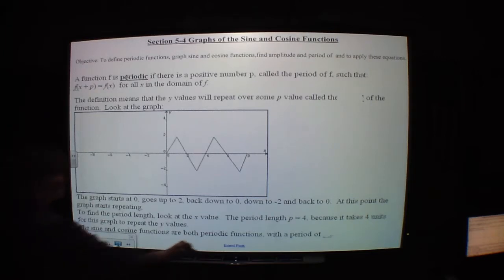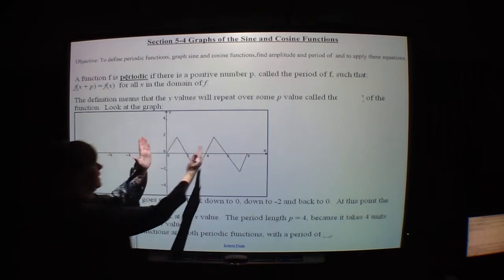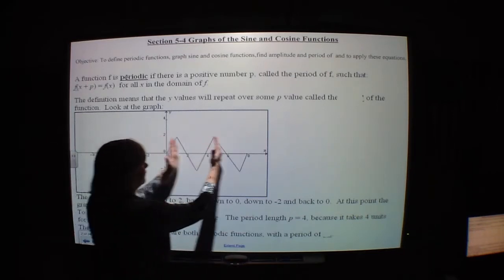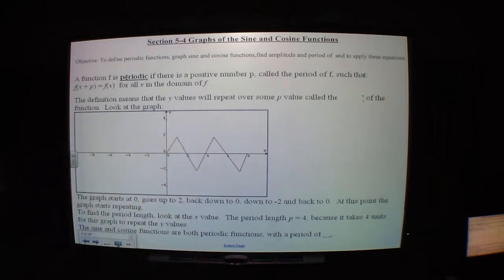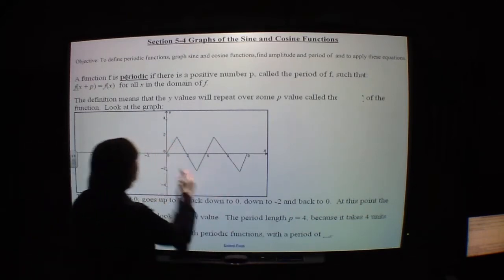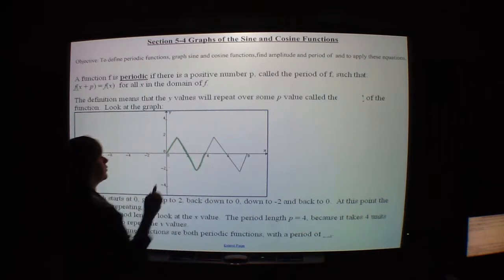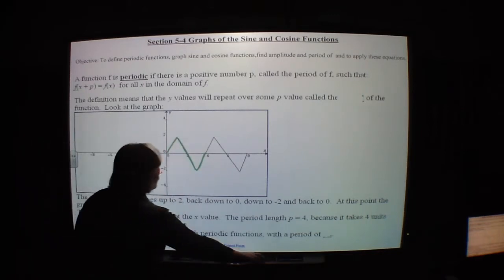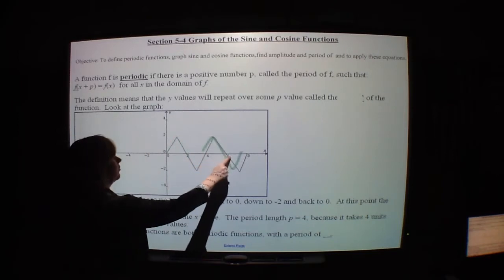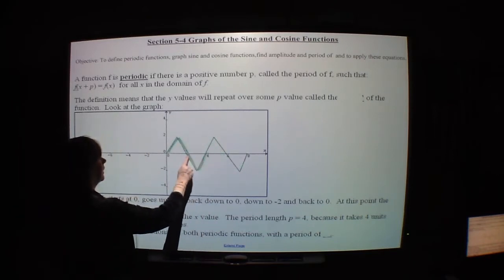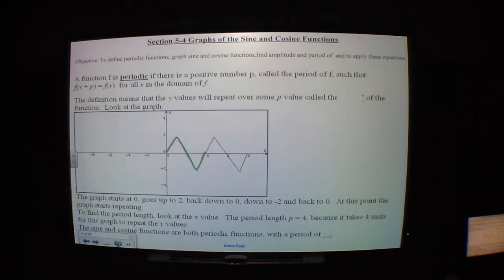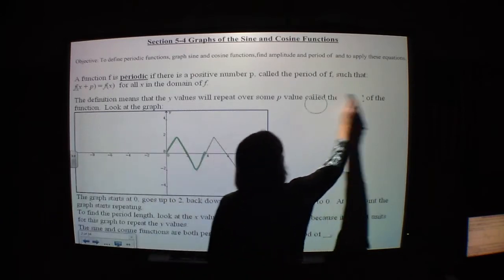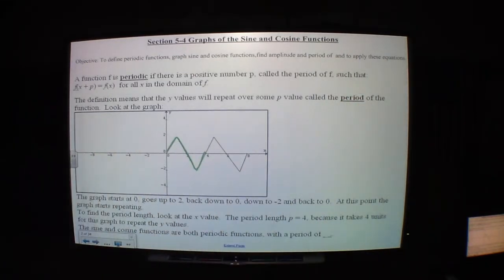What they're saying is, if it's periodic, if you take this and add 4 to it and move this over 4 either way, it's the same graph. So I hope you can see that if you take this graph here, it'll repeat itself right after that. What I just drew repeats itself. Okay? So it just keeps repeating itself. The value p is called the period of the function.